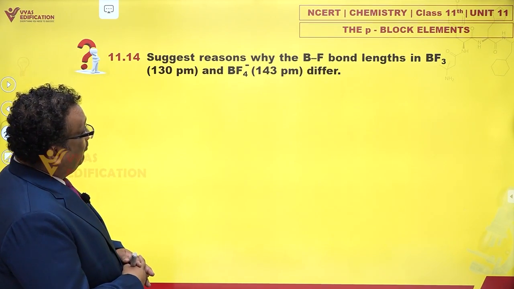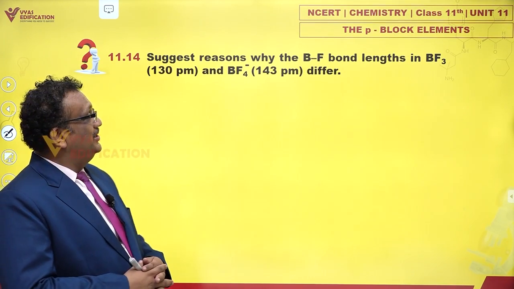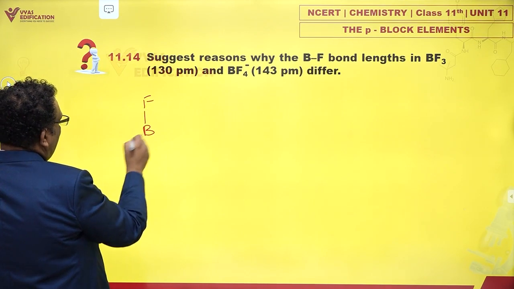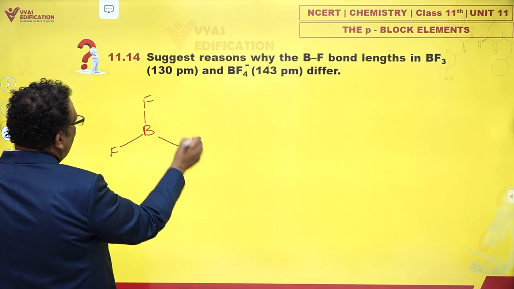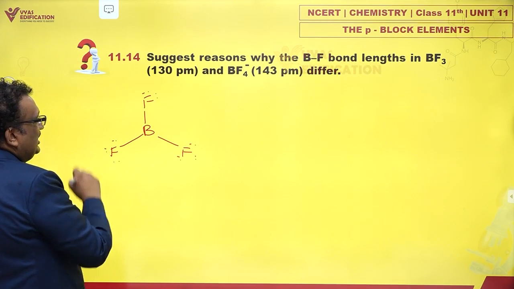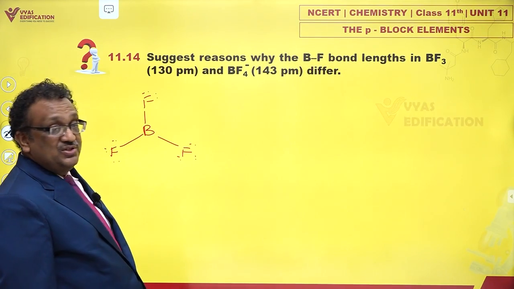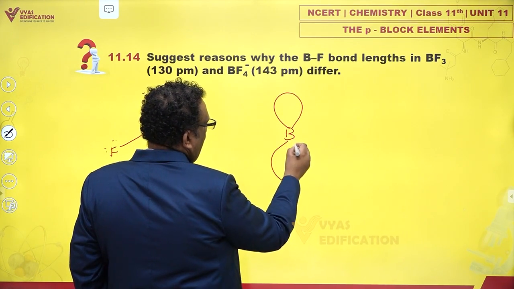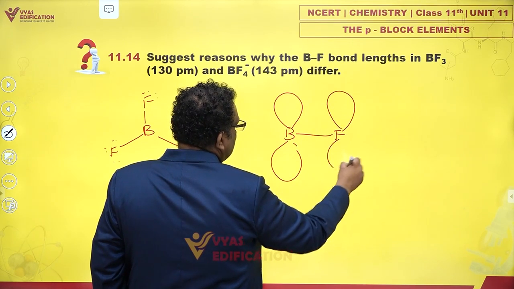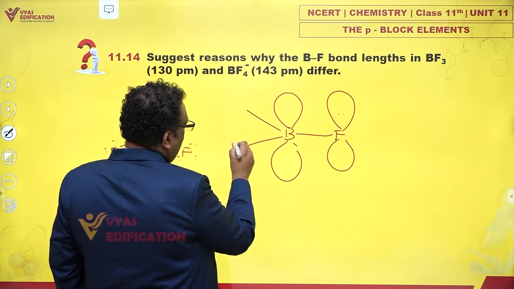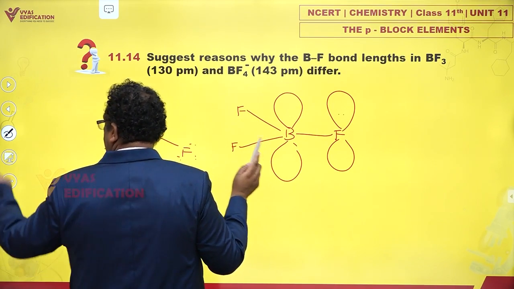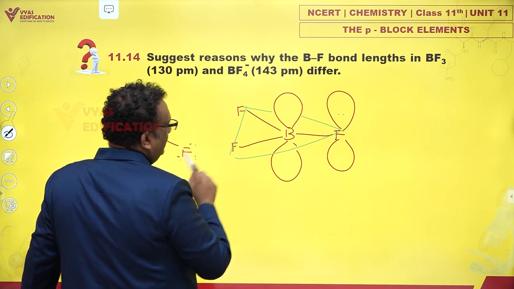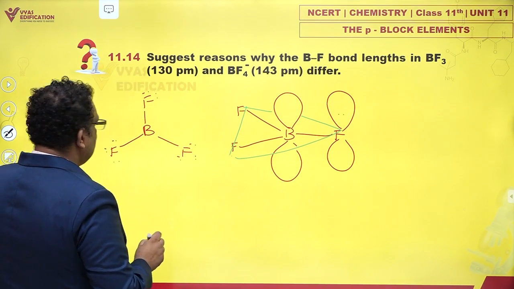Suggest the reasons why BF bond lengths in BF3 and BF4 minus differ. In BF3, there is a small beautiful aspect. See, this looks like the structure, but what happens is a little different. Boron has an empty p orbital, okay? And fluorines have a lone pair. Yes, they do. So what happens is that, see, this is something that happens.